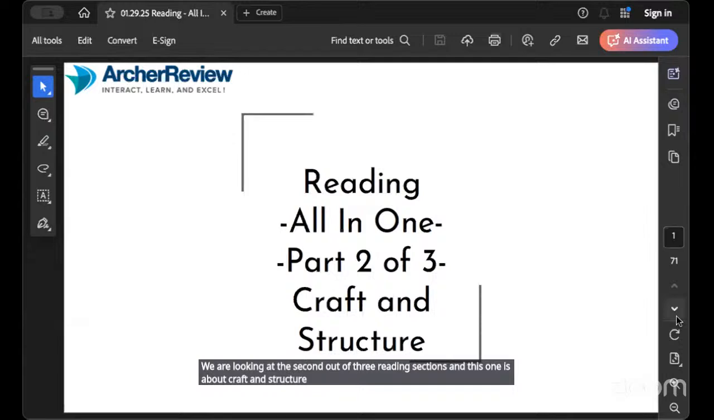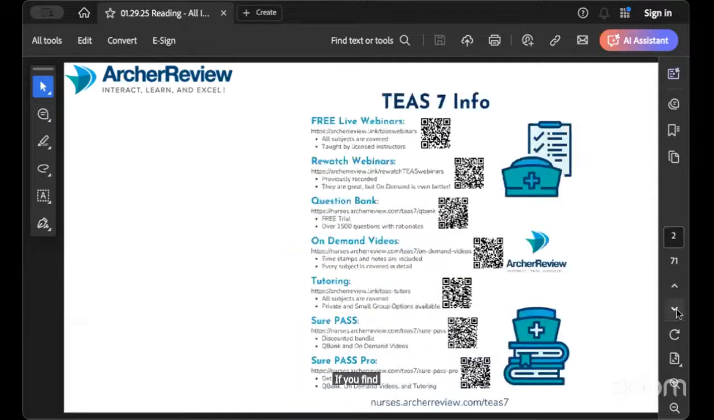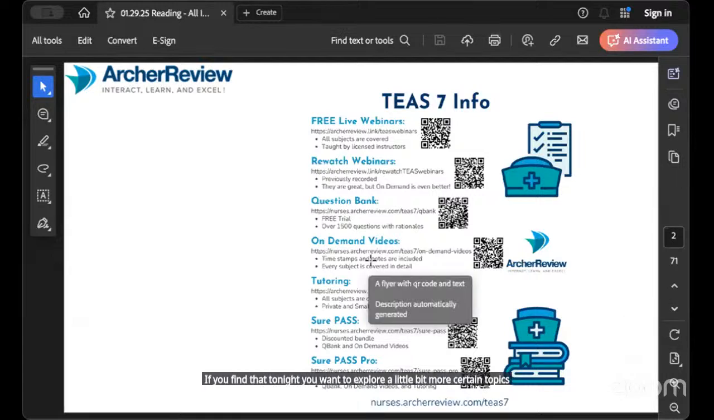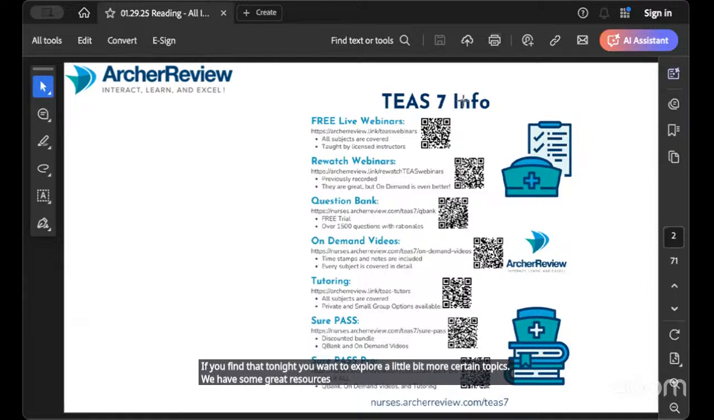How tonight's webinar will work is that this is an all-in-one, so this is not a deep dive into the foundational skills of this section. This is an overview of what to expect as far as general topics, and we're going to do some practice together to work through practice type questions. If you want to explore certain topics more, we have some great resources for you, and I've put all of that on one page.